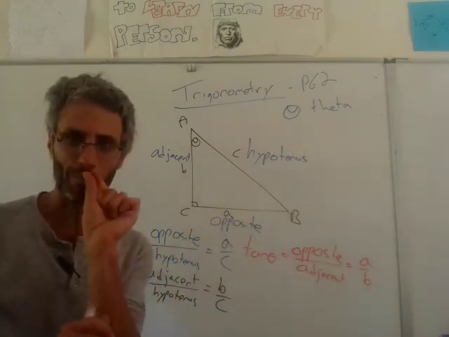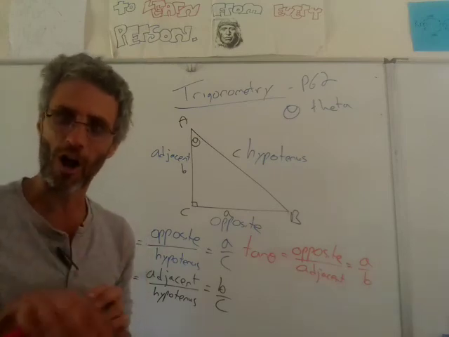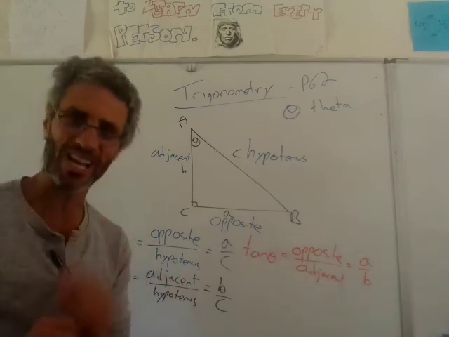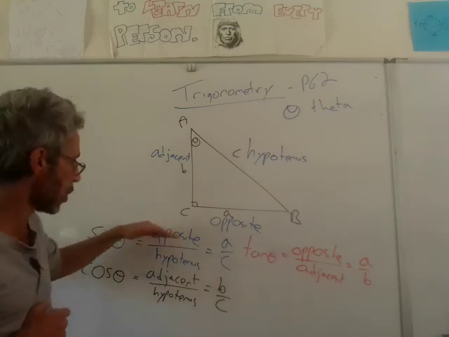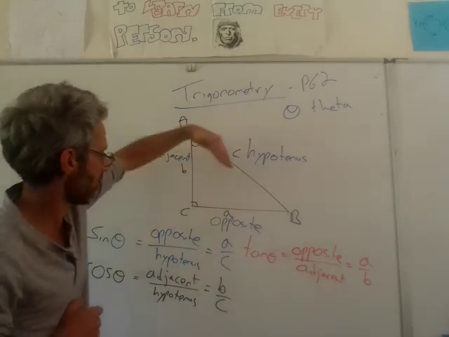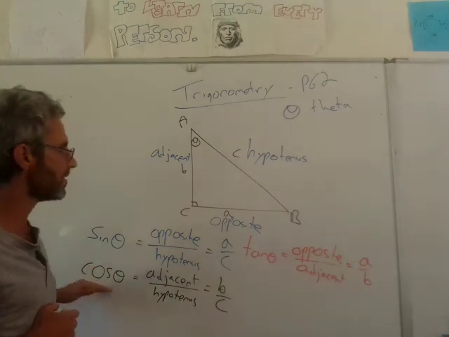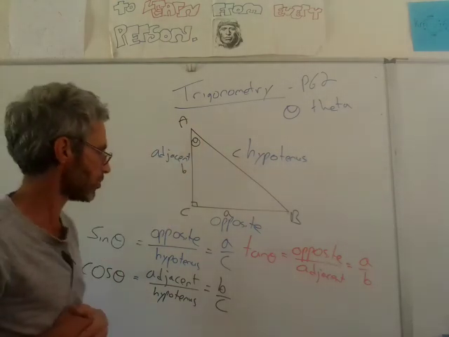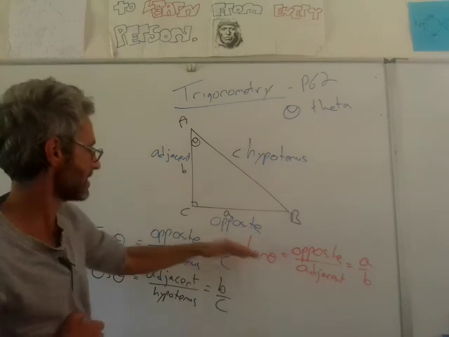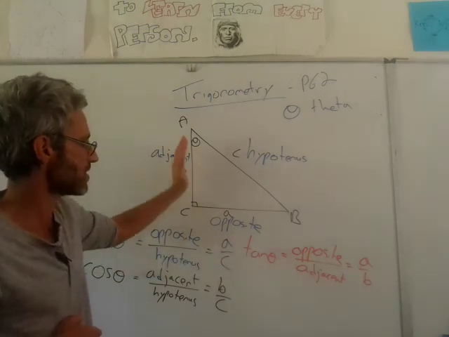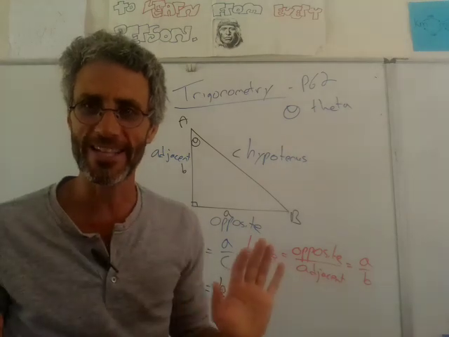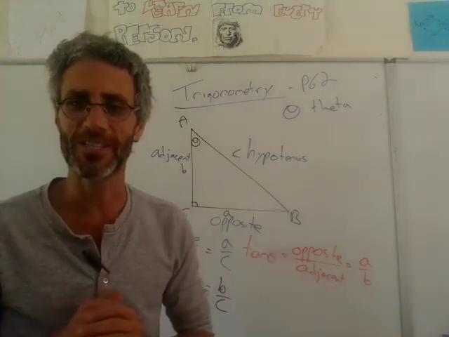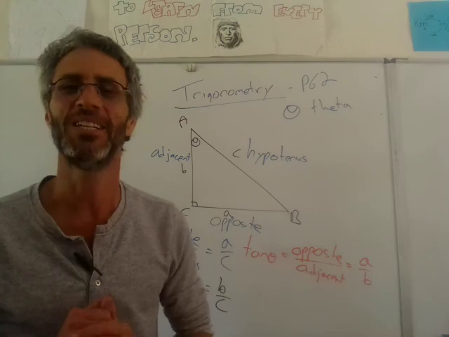I'm going to add probably a little bit more after this one, just a tiny little bit. But the most important ones are sine theta, opposite divided by hypotenuse; cosine theta, adjacent divided by hypotenuse; and tan theta, which is opposite divided by adjacent. We're going to end it here, and I'll add a little bit later, maybe next week. We'll see. Take care, guys.